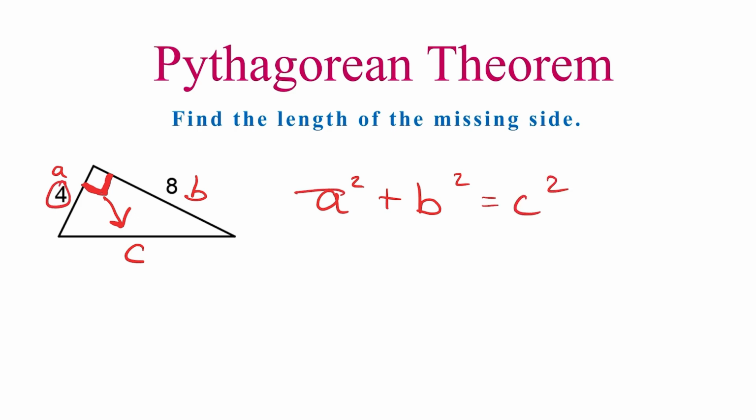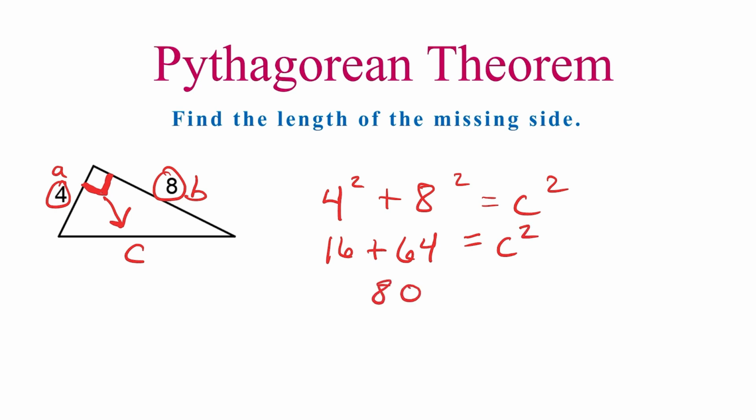A is 4. I'm going to erase A, and put in a 4. B is 8. So I'm going to put an 8 for B and then solve it. 4 times 4 is 16 plus 8 times 8 is 64 equals C squared. 16 plus 64 is 80 equals C squared.